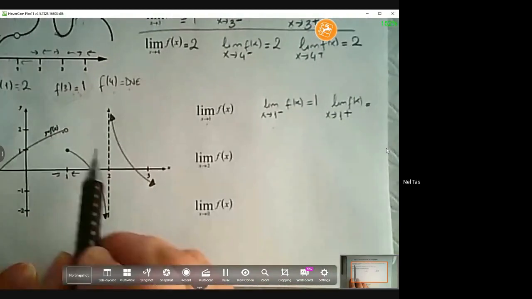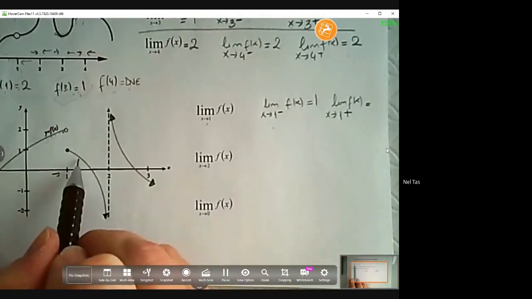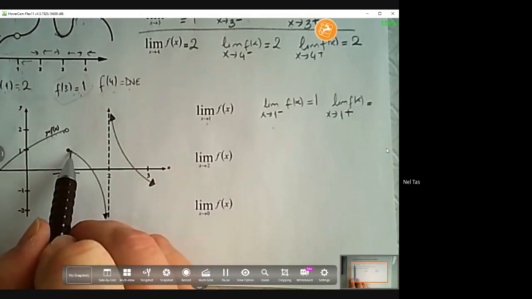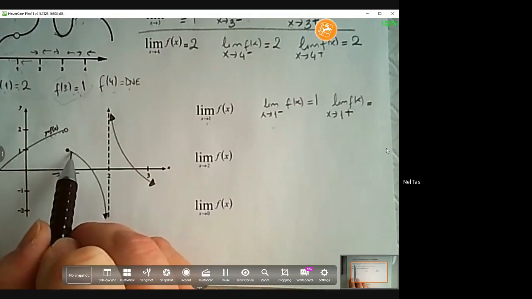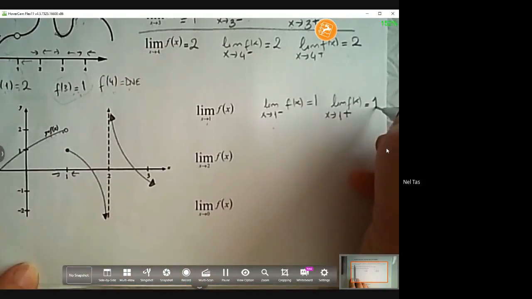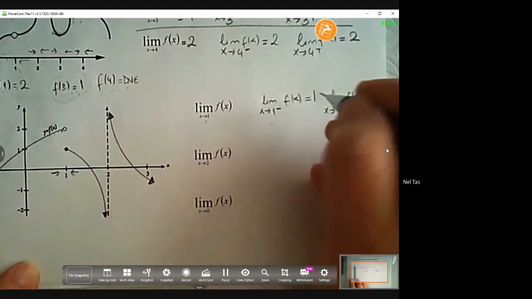Okay, so we approach 1 from the right. Maybe 0.7, 0.8, 0.9, 0.99. So the y values are getting closer and closer to 1. The right side limit is 1. Oh, the other one was 2. Sorry, my bad.